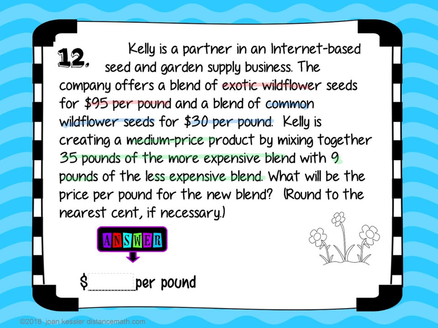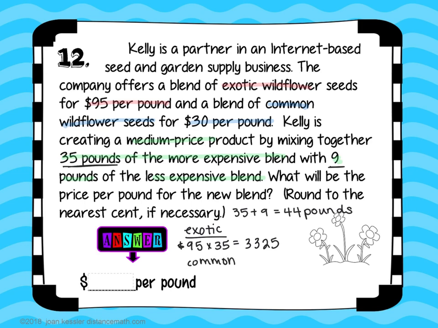So we just took in a lot of information. I'm going to start off with the fact that we are going to take 35 pounds and 9 pounds for our new blend. So altogether, we're going to be making 44 pounds of this. I also need to calculate the cost of each part. So for the exotic wildflower, it's $95 per pound, and we're using 35 pounds of it. So the total cost is going to be $3,325. For the common wildflower, it's $30 per pound, and we're using 9 pounds of it, which is $270.